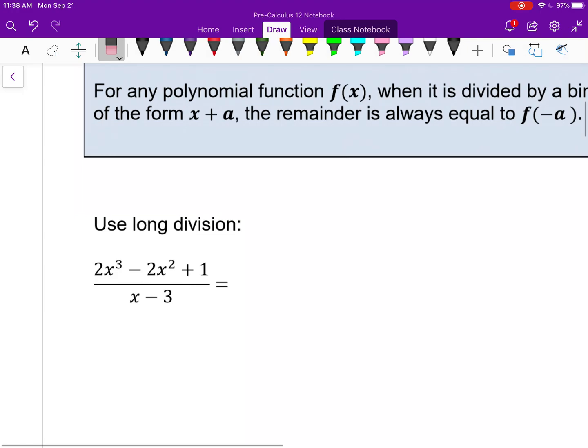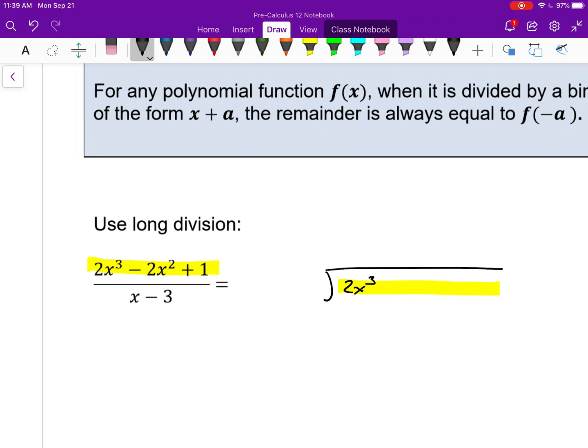And so what I want to do first is set up my long division, where the polynomial I'm dividing by, or dividing into, whatever you want to call it, goes right here. So I'm going to write 2x cubed minus 2x squared plus 1. You may have noticed I left a bit of space between 2x squared and plus 1. I'll get to that in a bit. And x minus 3, that's the divisor. That goes right here.